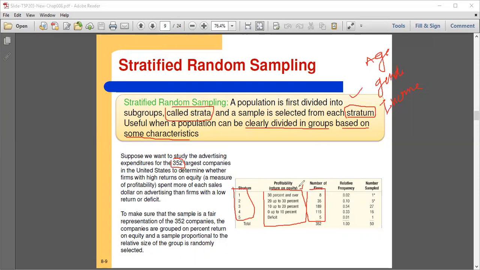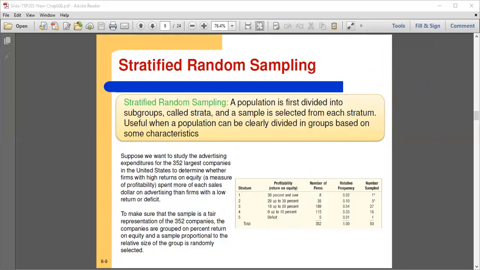So this is a particular characteristic which is considered in this sampling procedure. Then we have found the relative frequency and the number sampled. To make sure that the sample is a fair representation of 352 companies, the companies are grouped by percent return on equity, and the sample proportional to the relative size of the group is randomly selected. So the procedure is also given here. Moving on to the next slide.